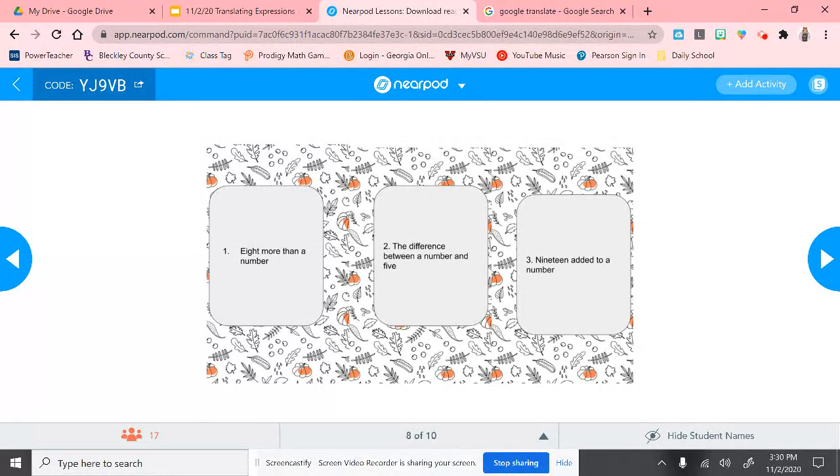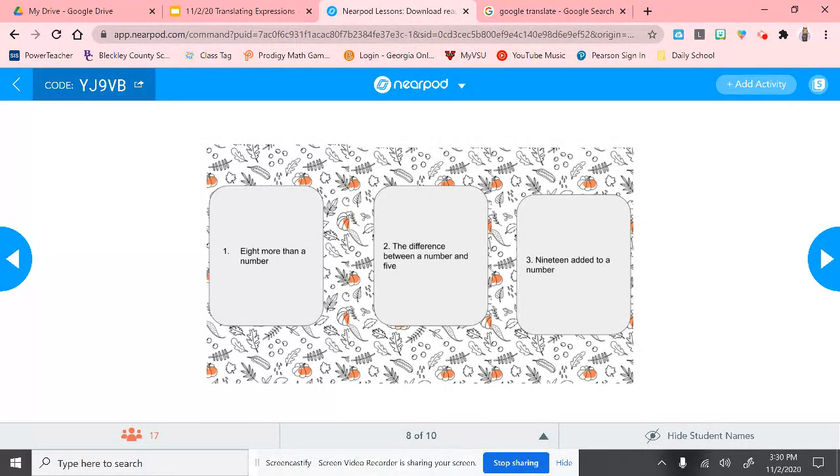So the 8 is going to come at the end, plus a number. Do we know what that number is? No, so we're going to have to use a variable, right? So I can use n as a variable. So I would write it n plus 8. Okay? So far, so good? Yes, ma'am.